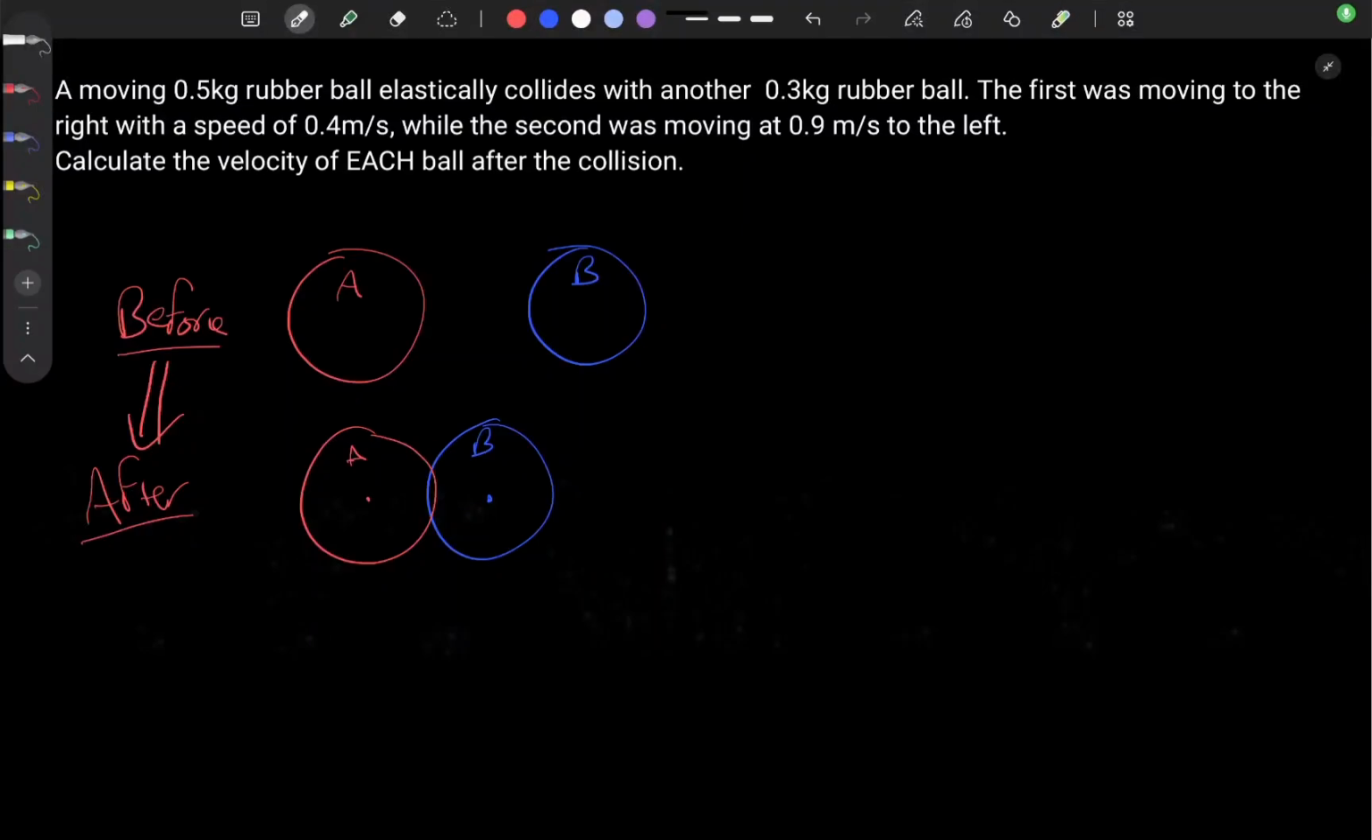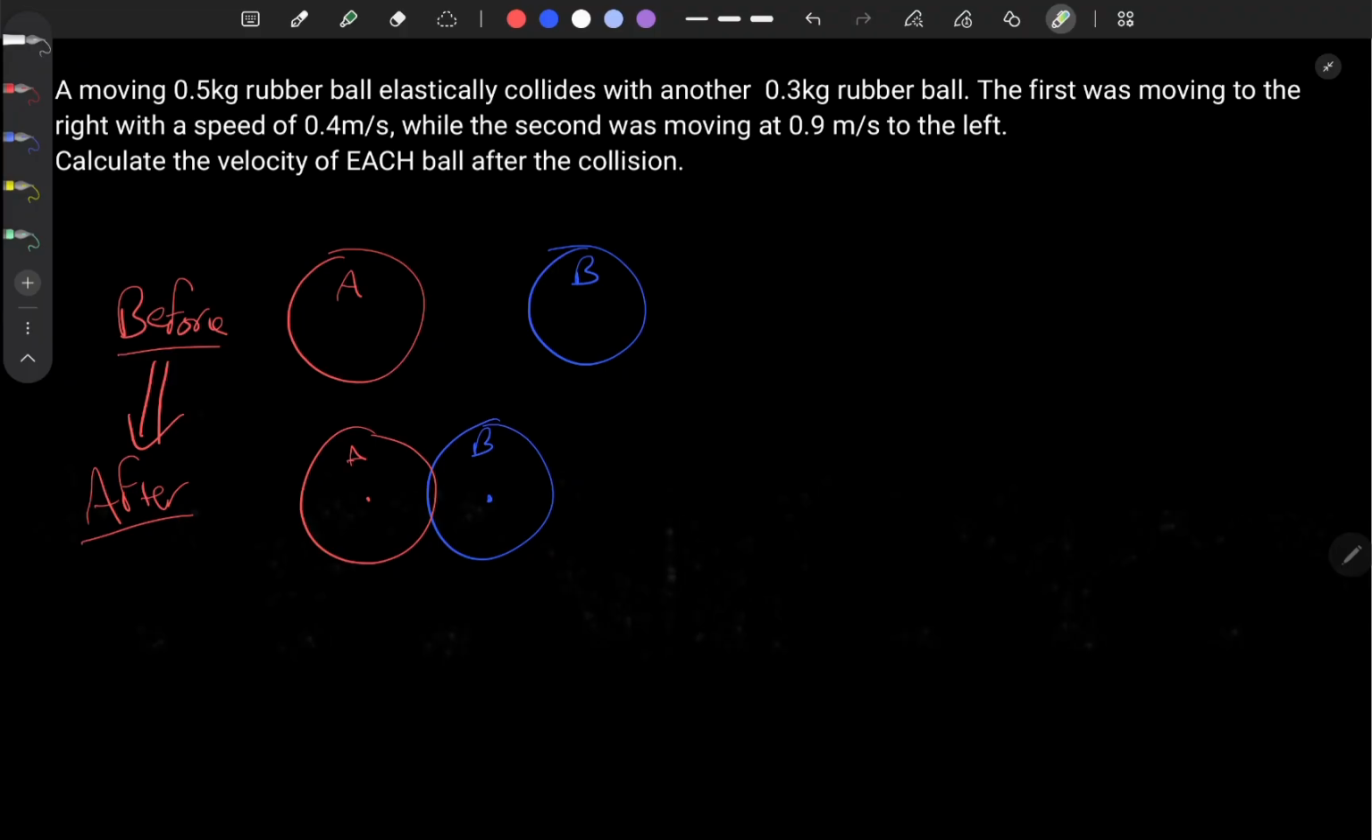Hello everybody and welcome to this video where we're going to look at how we can solve an elastic collision exercise given only the information about what happened before the collision. And that is by using the conservation of momentum, which is P equals P prime. So the momentum before is equal to the momentum after the collision.